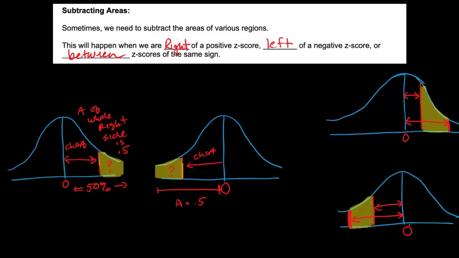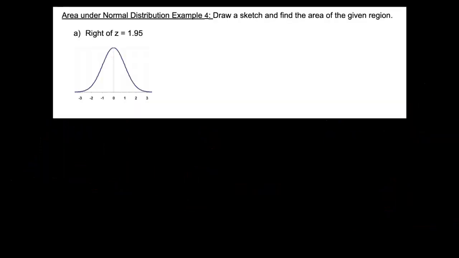And so now that we have a big picture of what we're looking for, let's look at a specific problem. So here we're looking for an area to the right of z equals 1.95. So I'm going to draw in 1.95, which is almost a 2, and I'm going to shade that area to the right of it, and I'm going to figure out what the z-score area chart can give me. The chart can give me the area between 0 and that z-score.